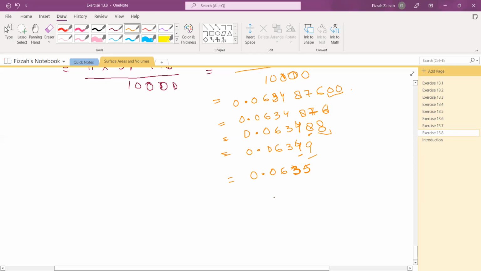I think we can leave it up to 4 places of decimal. And the final answer is in centimeter cube. No, we have converted it in meter cube, right? Meter cube approximately.